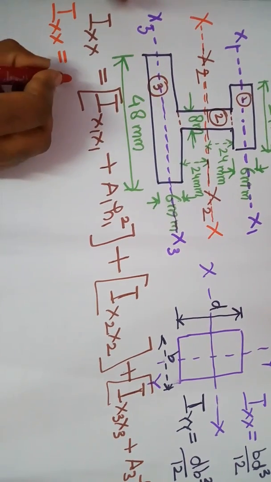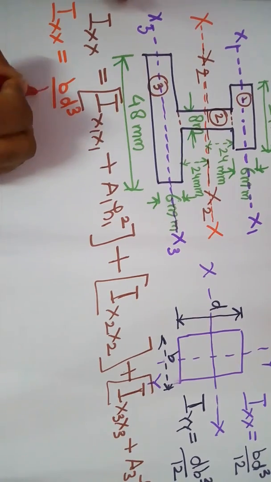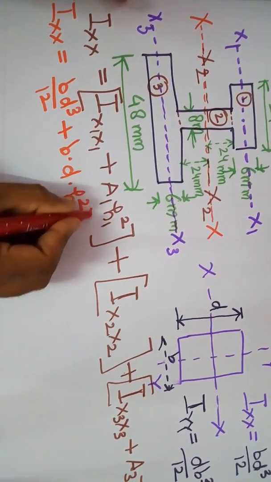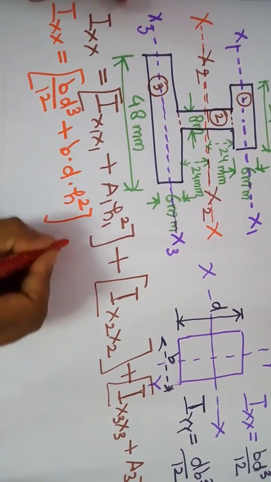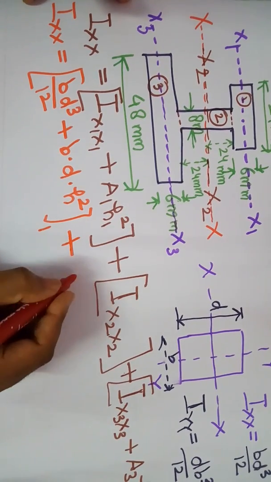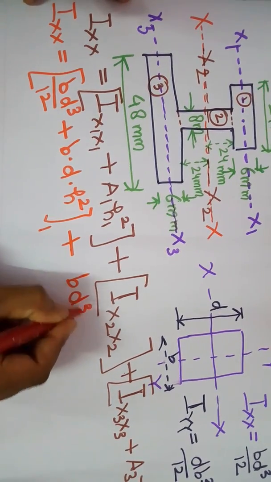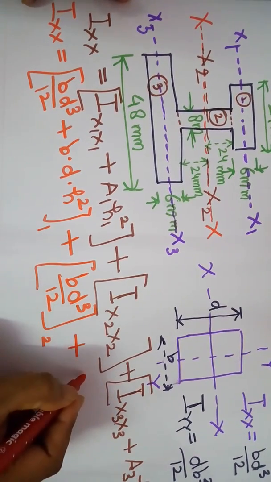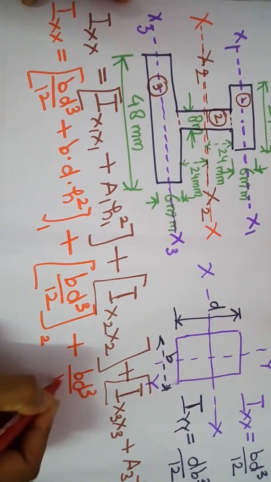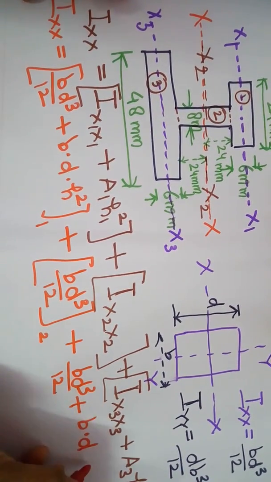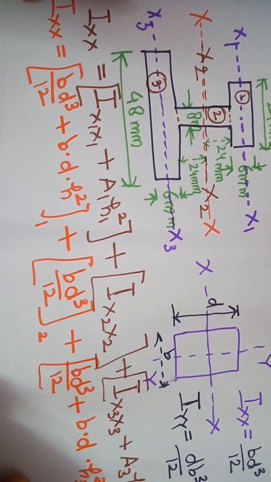Ixx equals, over here, bd cube by 12 plus b dot d, then h1 square for the first object, plus bd cube by 12 for the second object. Similarly, bd cube by 12 plus b dot d, then h3 square, this is for the third one.